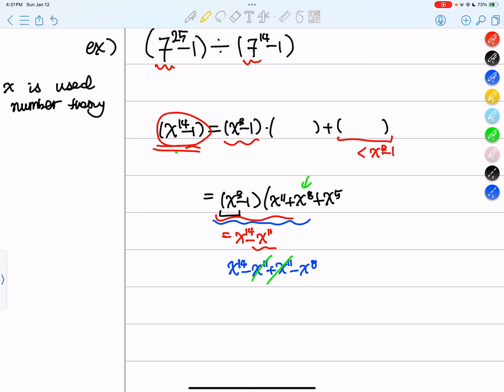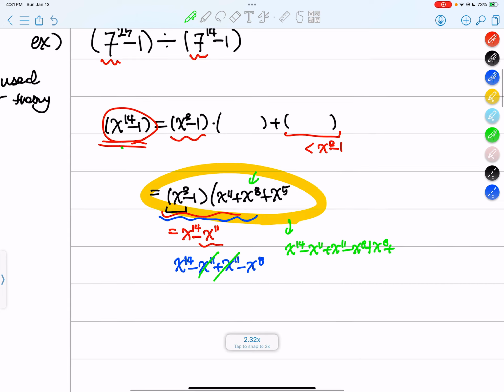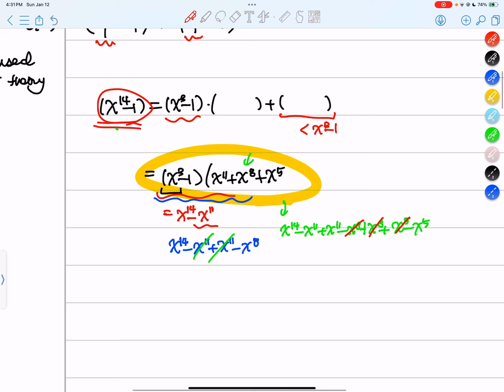Okay, and then when I look at this whole thing right here, I would just be getting x to the power of 14 minus x to the power of 11, this, and then this, and then this, and then this. Oh my gosh. And so I can cancel these two out. I can cancel these two out. Oh, wait a minute. What just happened here? Oh, I don't think we have done that yet. Yeah, so these cancel out, and what I'm left with is x to the power of 5.